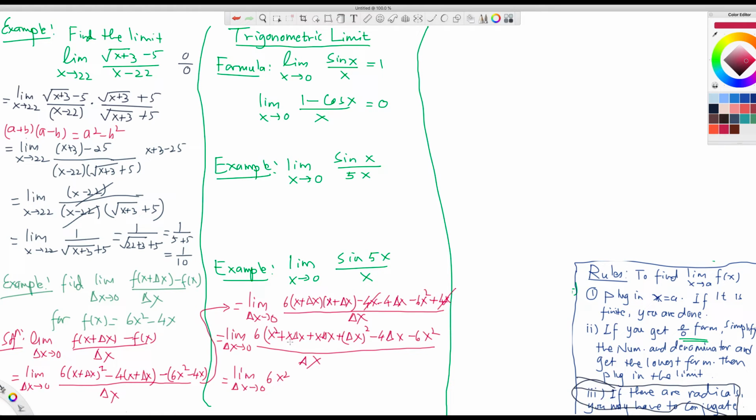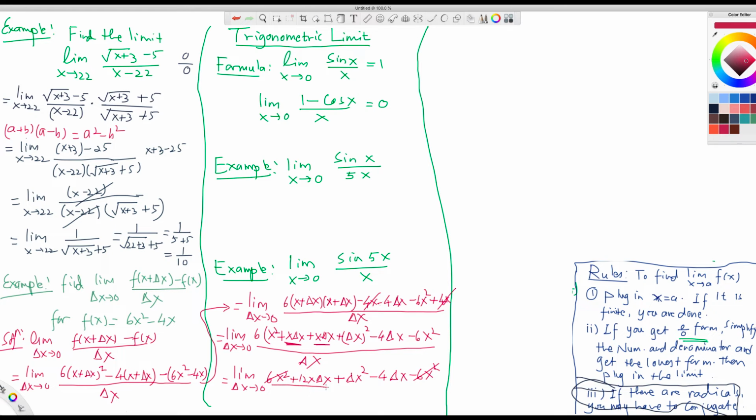I'm distributing this 6. Now what is that? This term is x delta x, this term is another x delta x. So if you add, you will get 2x delta x, right? But if you multiply by 6, you will get plus 12x delta x. You see that? Plus delta x square minus 4 delta x minus 6x square. Now you cancel that negative 6x square and positive 6x square. What is left is 12x delta x plus delta x square minus 4 delta x.